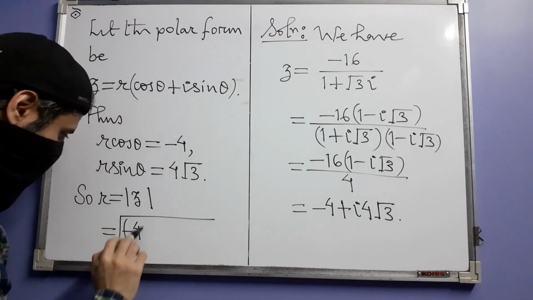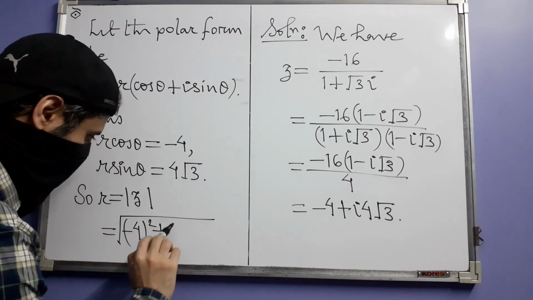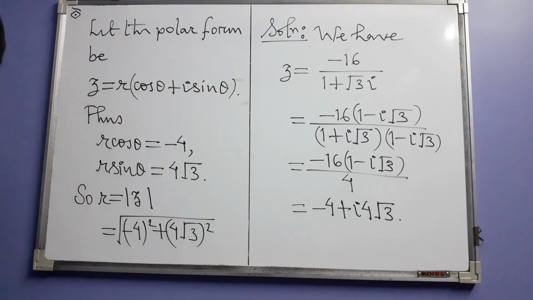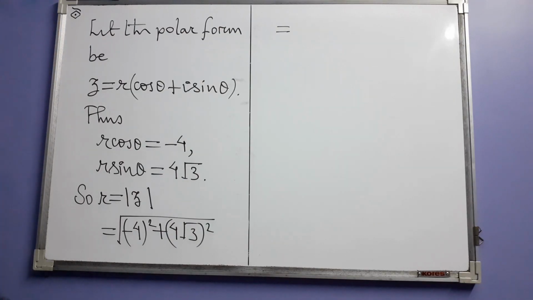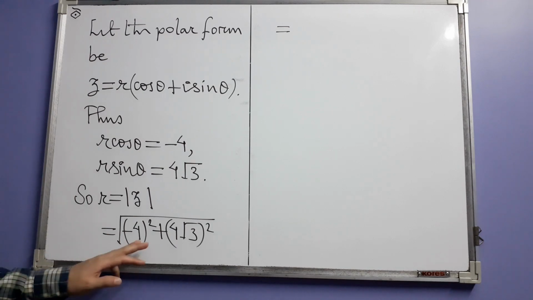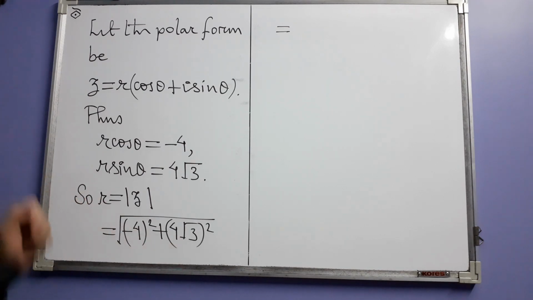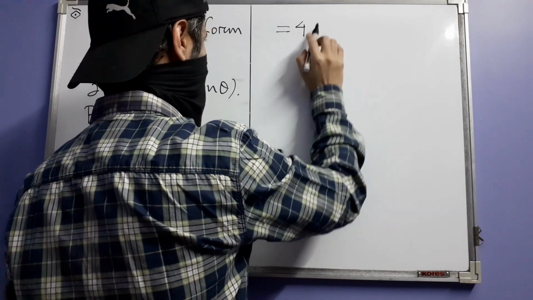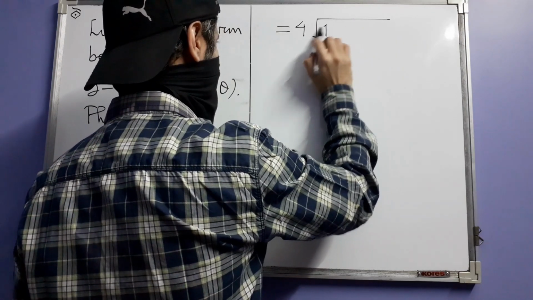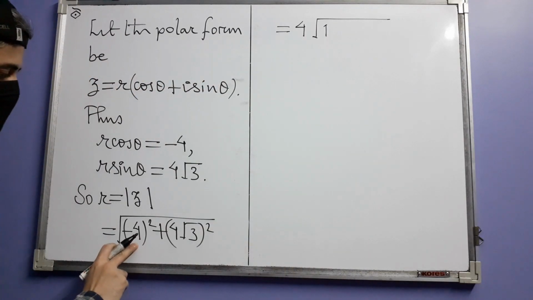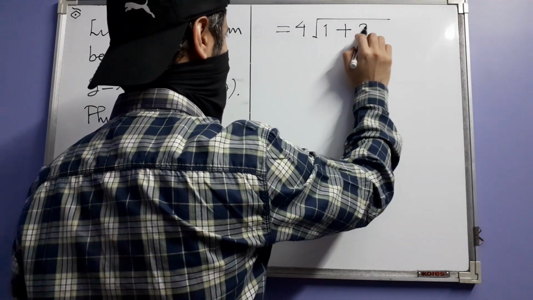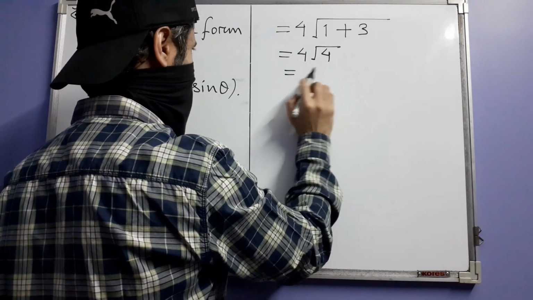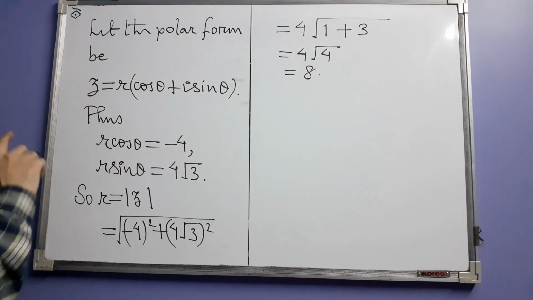There is a square root, we should not forget that, of minus 4 square plus 4 root 3 square, and that is 16 plus 48, and then doing all the calculations. We can smartly take the 4 square outside the square root, and that way we will get 4 outside, and inside we will have 1 here and 3 here. So 4 times 2 will be 8. So this is our R.